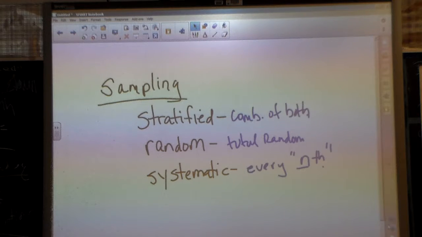Does that make sense? Quanti, does that make sense? Yeah. Okay.